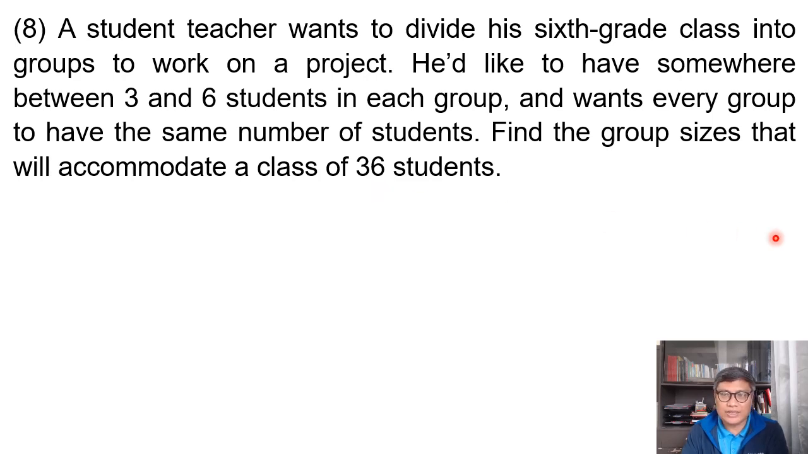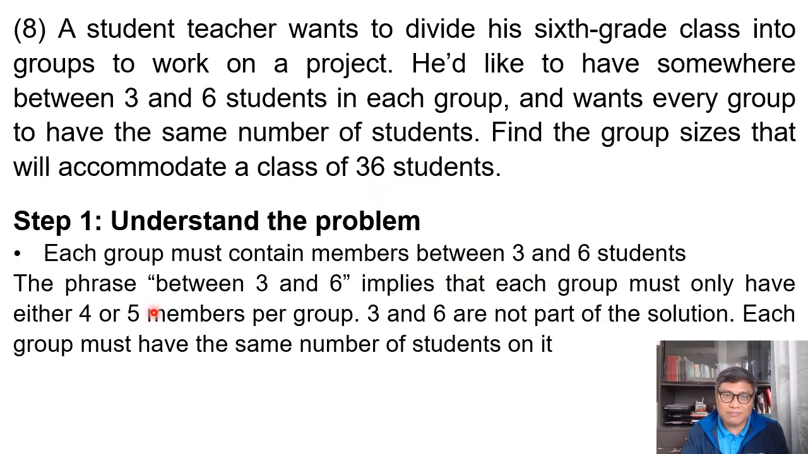36. Okay, so understand the problem. So each group must contain between 3 and 6 students. So the phrase between 3 and 6 means that each group must only have either 4 or 5 members per group, because the word is between, class.